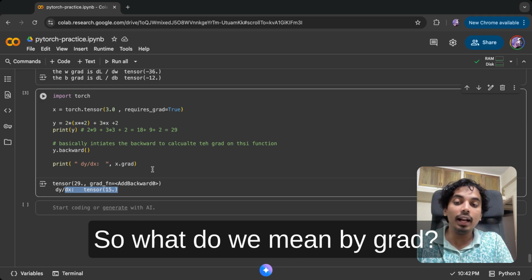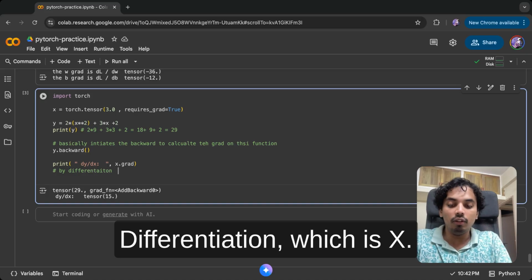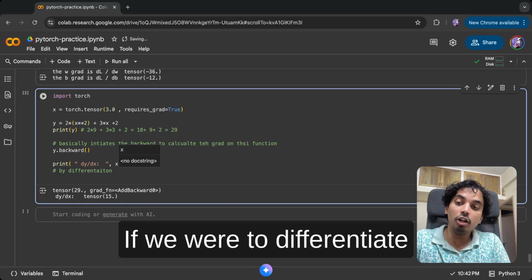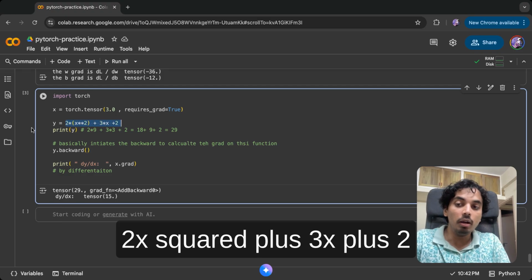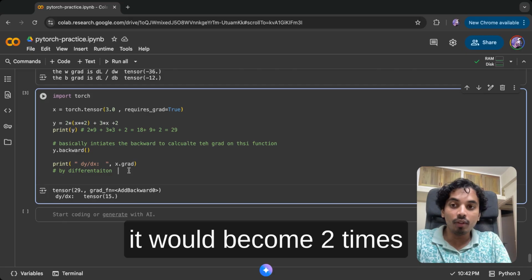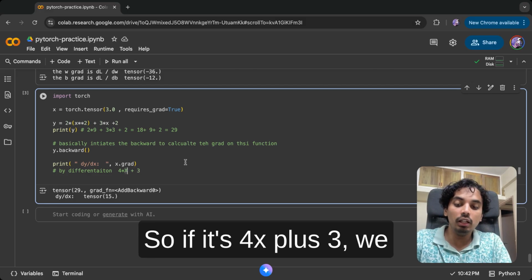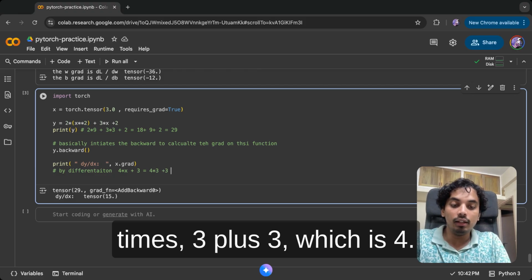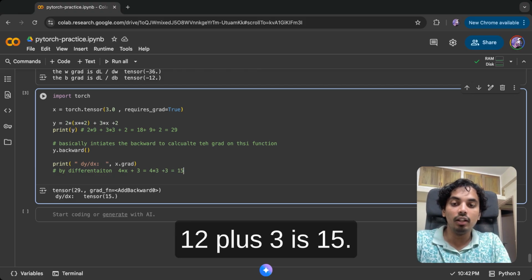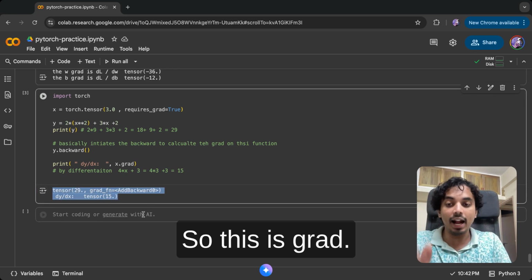So what do we mean by grad? We can find this grad by differentiation. If we were to differentiate this equation, that is 2x squared plus 3x plus 2, by using the rules, it would become 2 times 2x, so that is 4x plus 3. So if it's 4x plus 3, we expect the answer to be 4 times 3 plus 3, which is 12 plus 3, is 15. So this is giving us the exact answer of what dy by dx is when we differentiate. So this is grad. Okay.